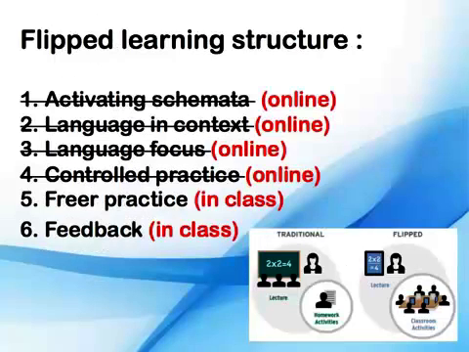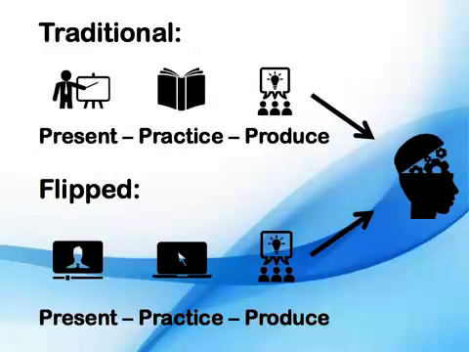However, in the flipped learning structure, the first 4 stages are actually done online. And then in the classroom, you have the freer practice and then feedback as well. A simpler diagram explaining that process is that in the traditional classroom, you present, practice and produce. However, in flip, the present and the practice stages are online, and then the production is in the classroom, hopefully with as effective a learning process as the traditional structure.